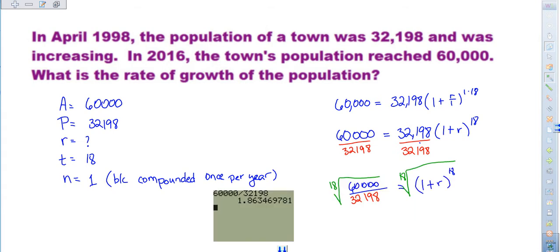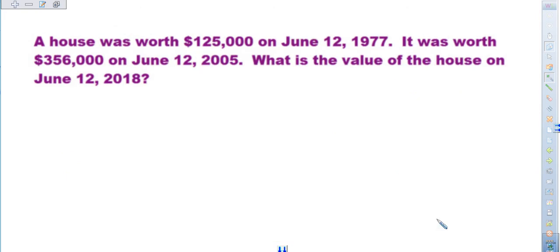So then I moved it off to the side, and what we'll have to do is once we've divided by this, we'll be left with 1 plus r to the 18th power. And the way you get rid of the 18th power is to take the 18th root. So you take the 18th root of both sides, and then you'll be left with 1 plus r on this side. Then you're going to subtract the 1 from both sides, and then that's what you're going to end up really typing in the calculator.